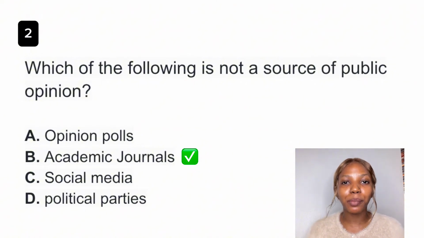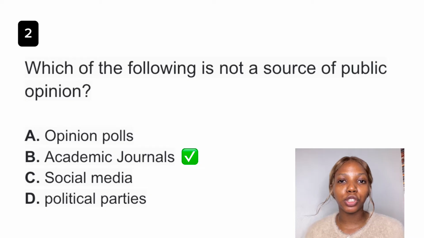But an academic journal is typically used to disseminate information and research findings; scholarly articles are being discussed. So it's not a direct source of public opinion. However, it can influence my opinion. When I pick up an academic journal and read, it informs my decision. It modifies my already existing knowledge about something, because there are data to prove these findings. So it influences my decision, but it's not considered a direct source of public opinion. So the answer to this question is option B, academic journals.